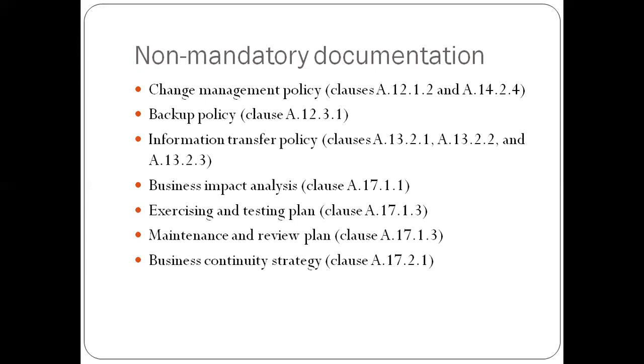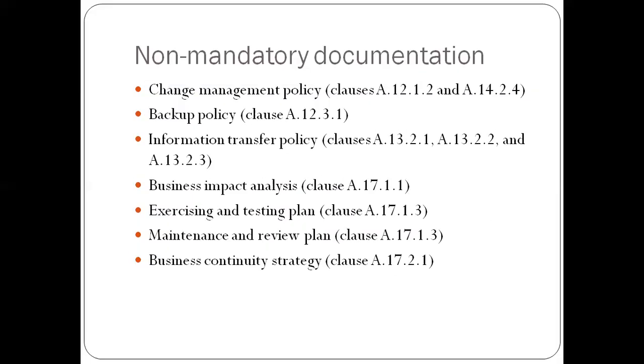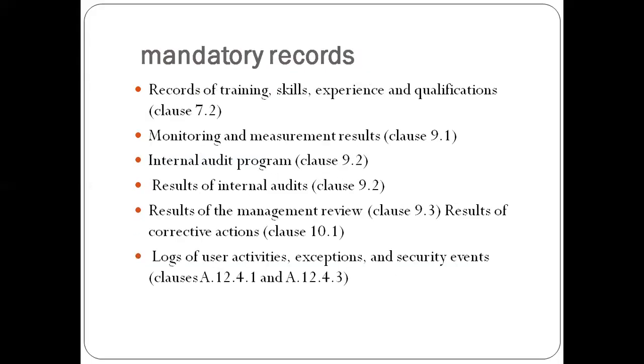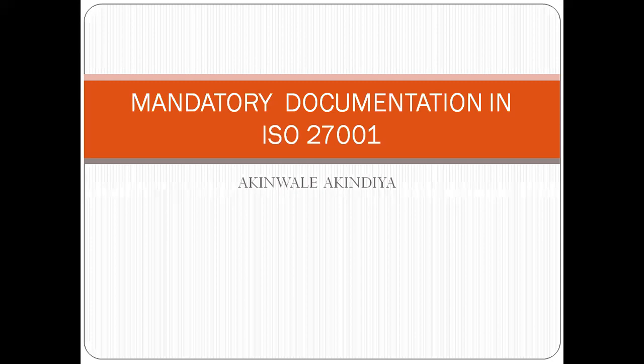Maintenance and review plan, plus 8.17.1.3. Business continuity strategy, plus 8.17.2.1. So all these are non-mandatory documentation which can strengthen the implementation. But of course, the implementers and the auditors need to first consider the mandatory documents and mandatory records when you are implementing, or when you are auditing what the implementers have done.